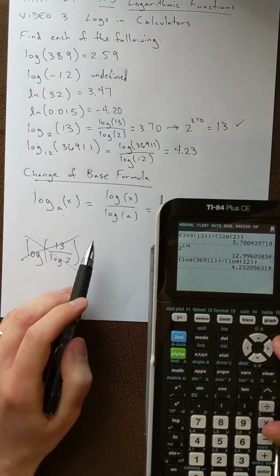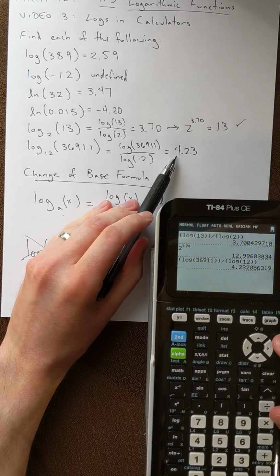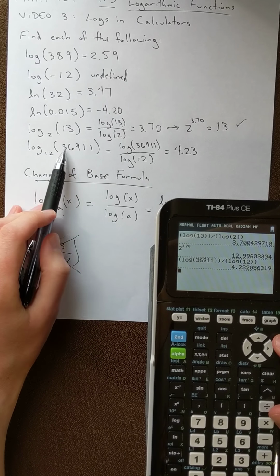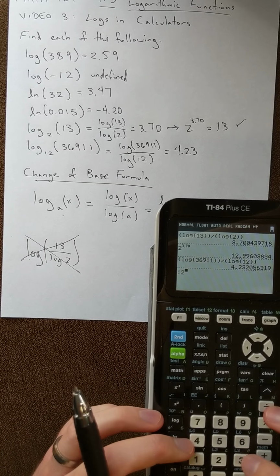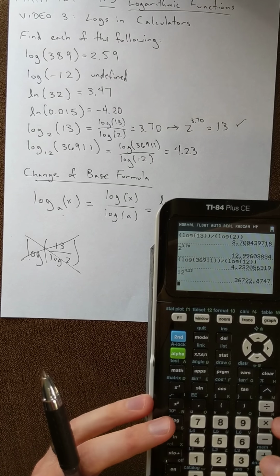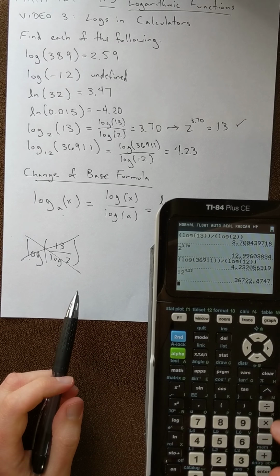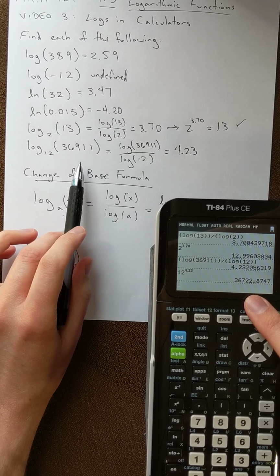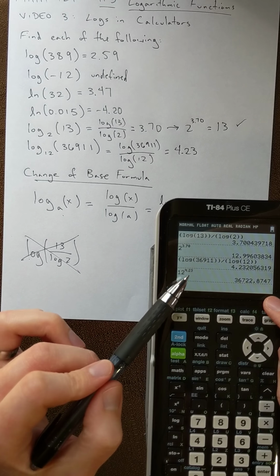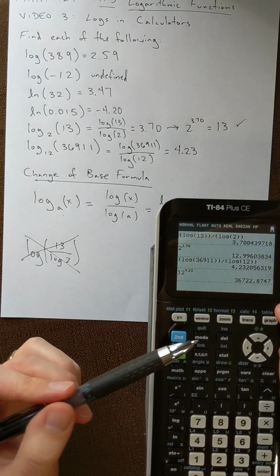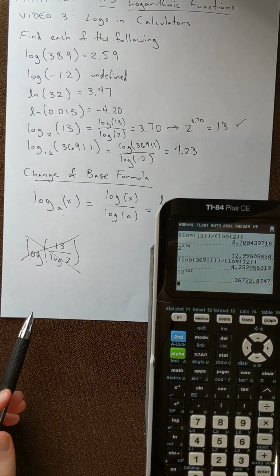And again, if we wanted to, we could check: is 12 to the power of 4.23 approximately 36,911? I don't know. Sure, it's 36,000 something or other. If we included more of these decimal places, if we typed in 4.232 instead of just 4.23, we'd probably be a little more accurate.